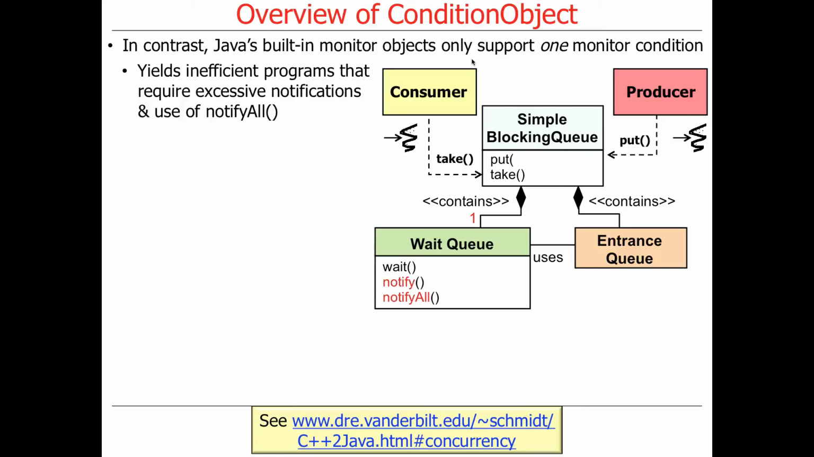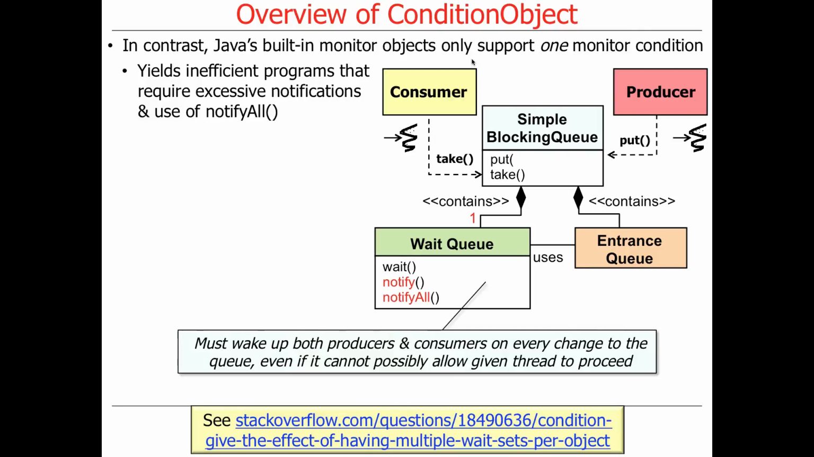And as a consequence, that lock and that queue get overly notified. They get notified all the time. If you read this article that I wrote a number of years ago, and the one I just pointed out, they'll show why you end up having to wake up producers and consumers on every change to the queue, even if you can't possibly allow a given thread to proceed. And one of the other consequences is you typically have to use notify all, which wakes everybody up for various reasons, and that just gets completely ridiculously excessive and cumbersome and inefficient and awkward and just bad.